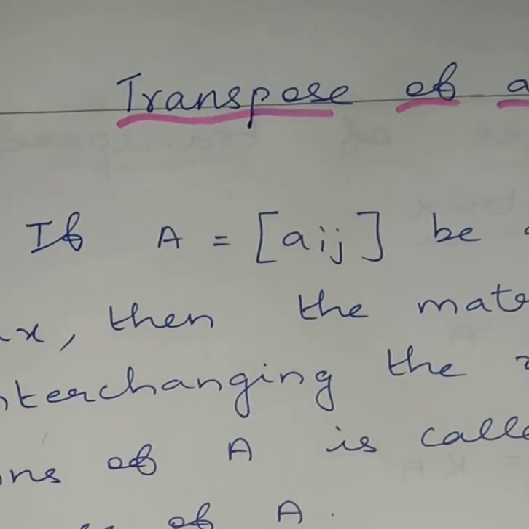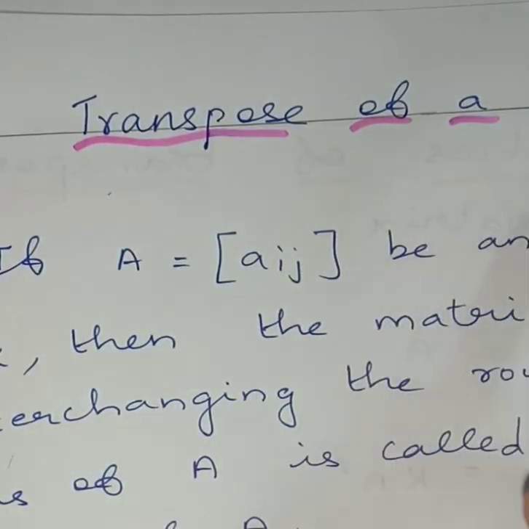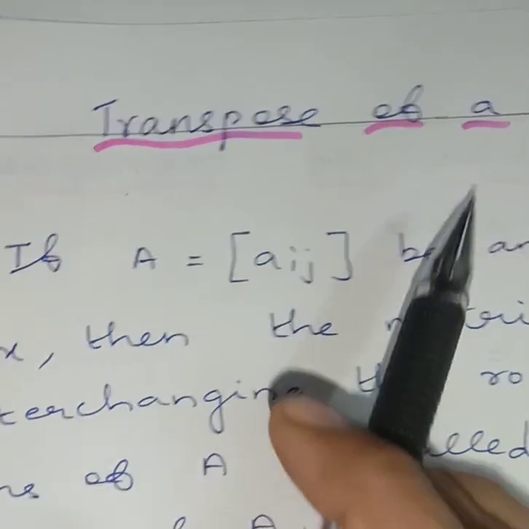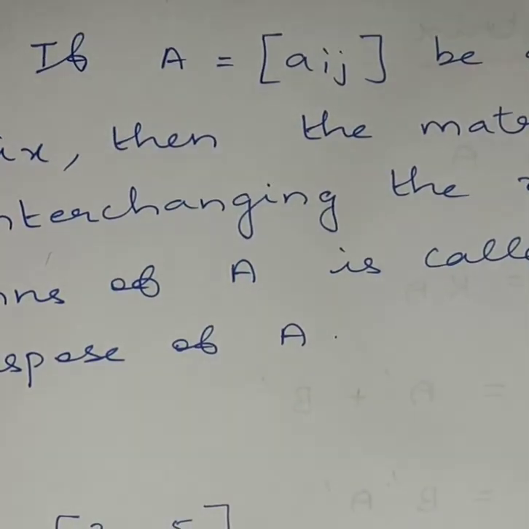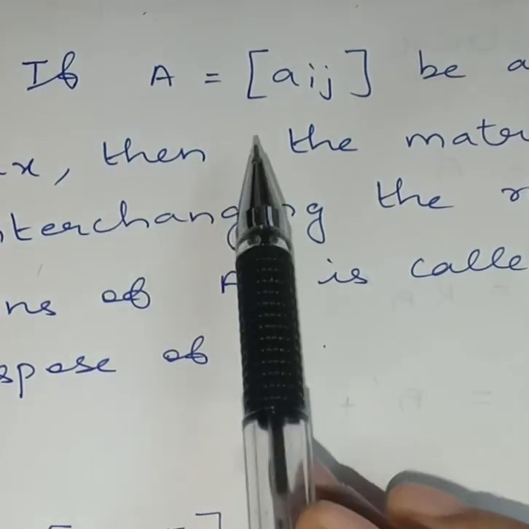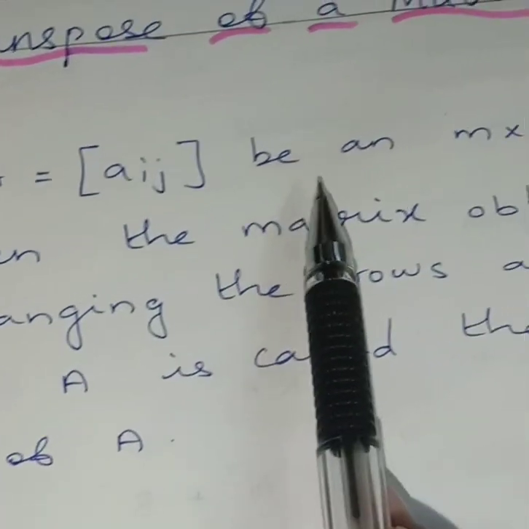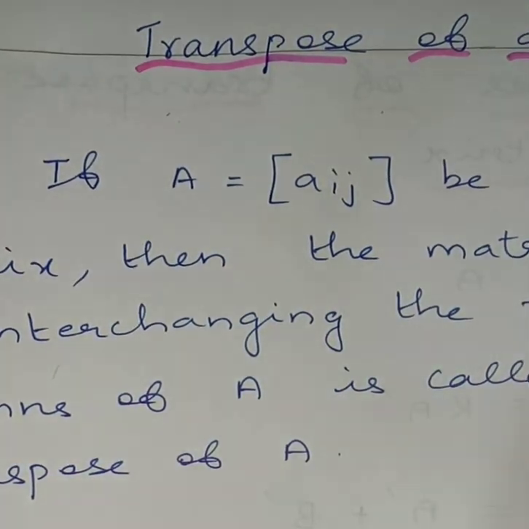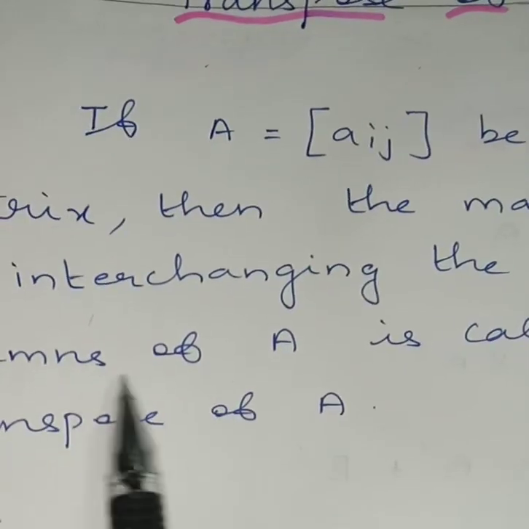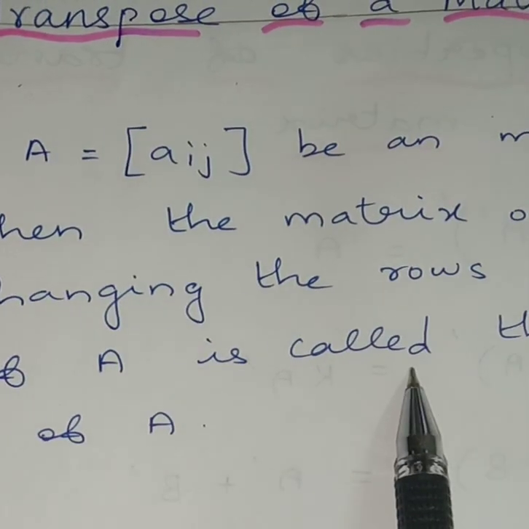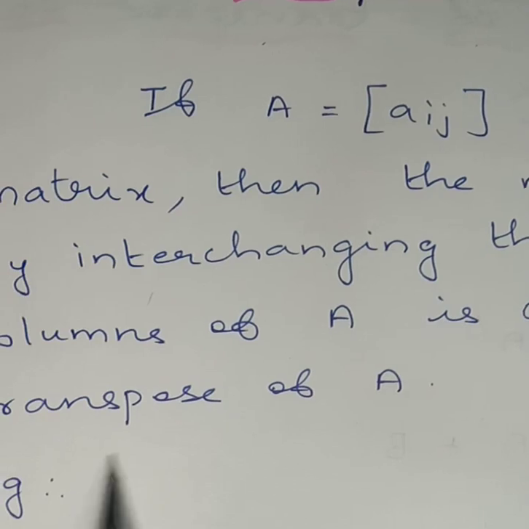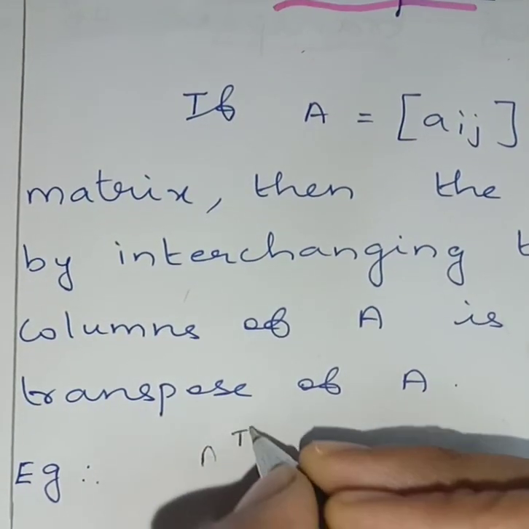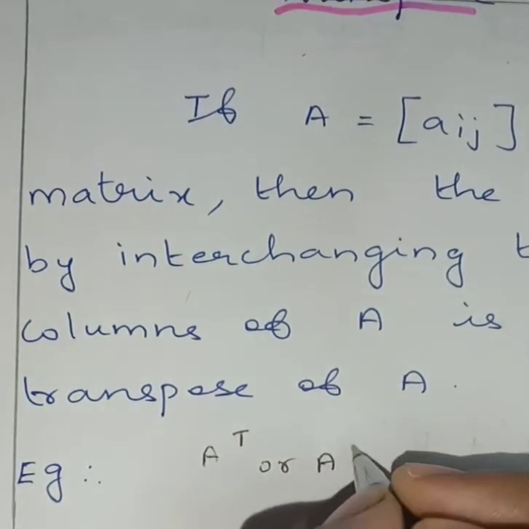Last week we have seen the types of matrices, addition of matrices, subtraction of matrices. This week we are going to see the transpose of a matrix, right? So what do you mean by transpose? It's nothing but interchanging the rows and columns. If A equal to Aij be an M cross N matrix, then the matrix obtained by interchanging the rows and columns of A is called the transpose of A. We denote this by A transpose or A dash.